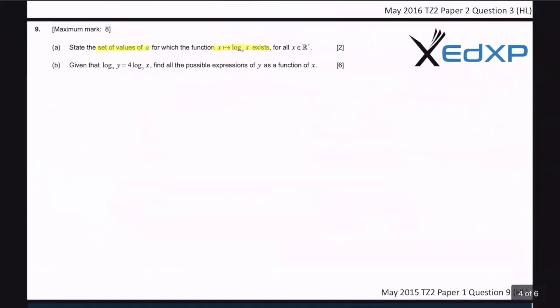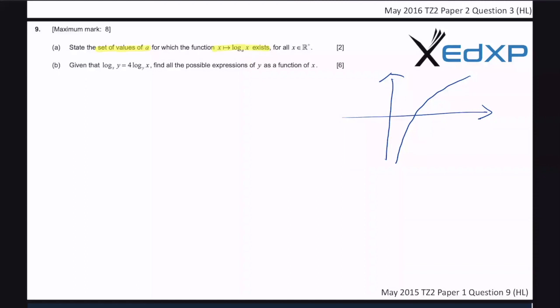So this came out in the May 2015 Time Zone 2, Paper 1, Question 9. So we want to find the set of values of a for which this function exists. So this is a log base a x graph. Okay, so it is important to know, even before you start this question, that any log graph must look something like this. Okay, it is the inverse of an exponential graph. And we wanted this to exist for all x elements of real positive numbers, which is the graph over there.